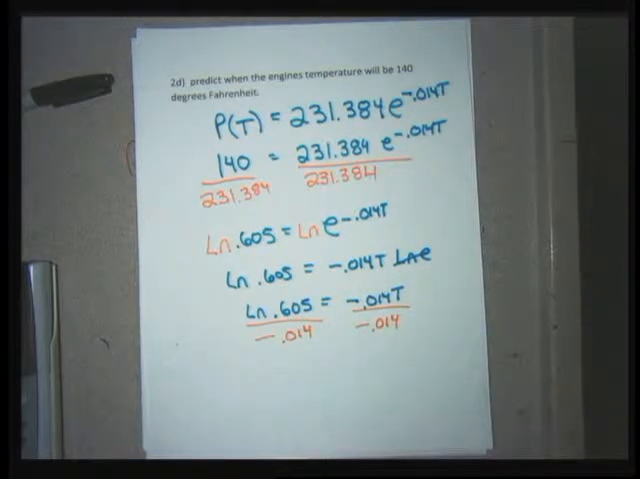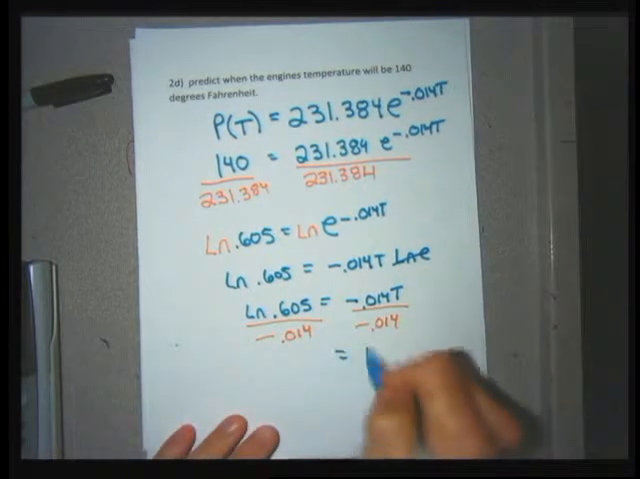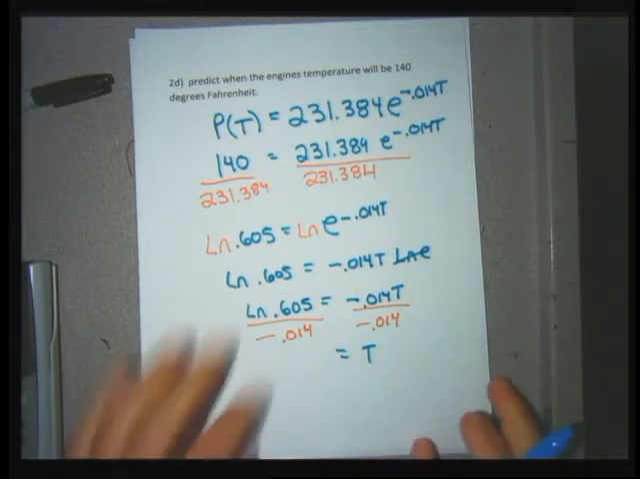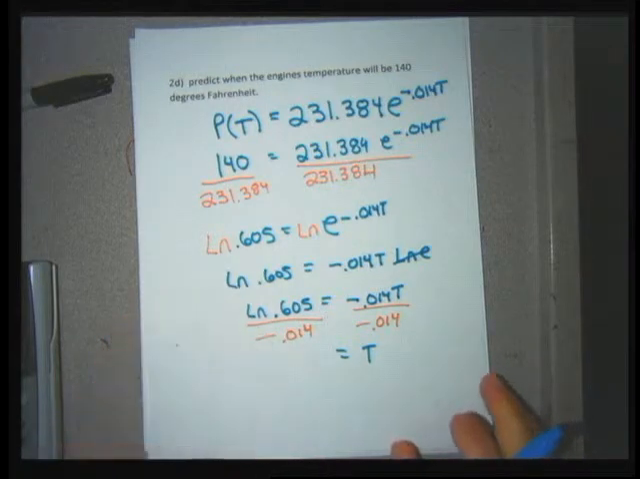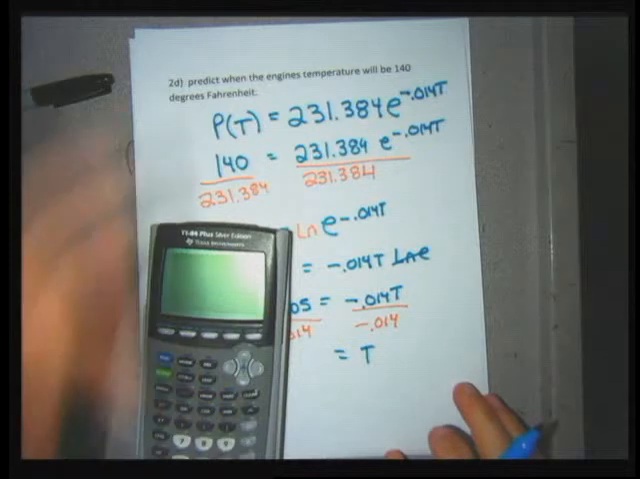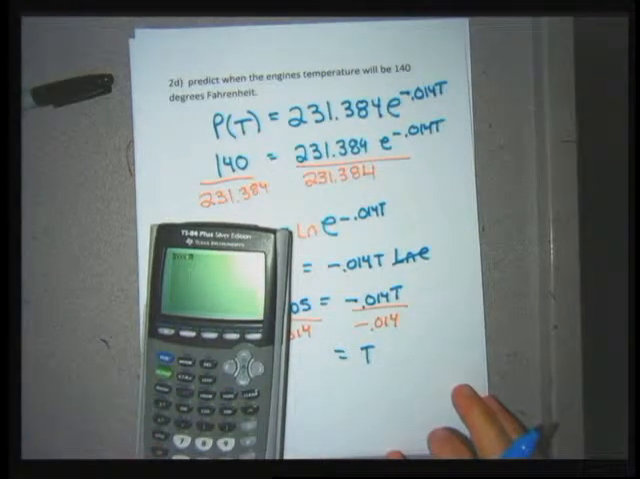And when I do that, the right side's going to give me the t, which is the time in minutes. The left side's going to give me my answer. It doesn't say, I could round to the nearest minute, but usually I round to 2 decimals for my answer, so I'm going to round to 2 decimals, even though it doesn't say where to round. So I'm going to go the natural log of 0.605 divided by negative 0.014.